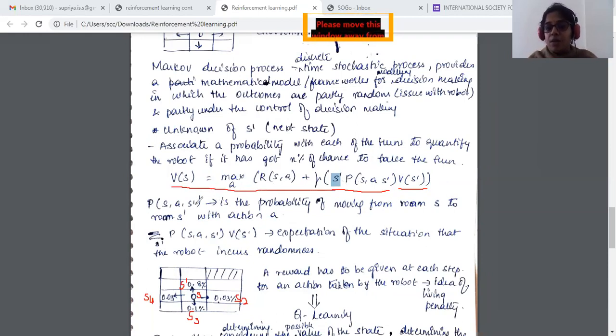So P of S comma A comma S dash is the probability of moving from room S to S dash with an action A. We have seen that.